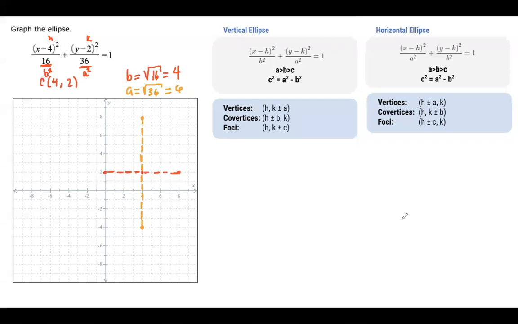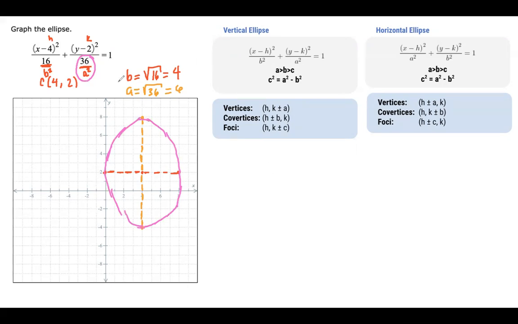And always consider that if the major axis, or a, is under the y, is the denominator of the y, it'll be a vertical ellipse. And if the greatest value is under or as the denominator of the x, it'll be a horizontal ellipse. So in this case, the ellipse would go something like this. There's also the formulas, but we're not going to get too much into the formulas right now.